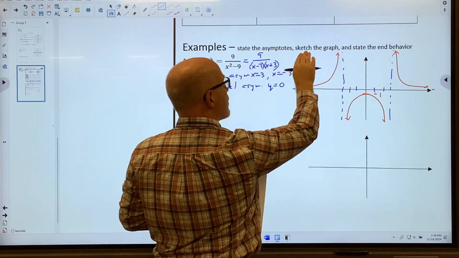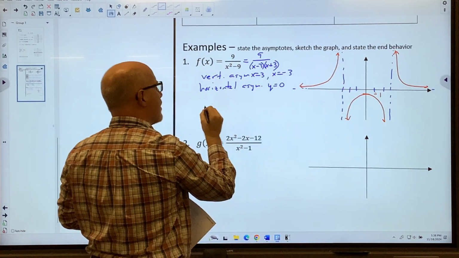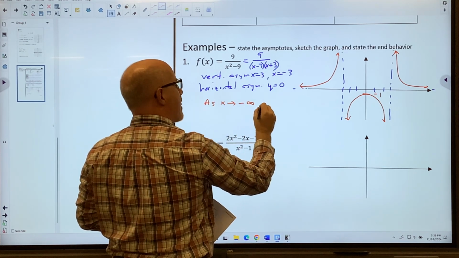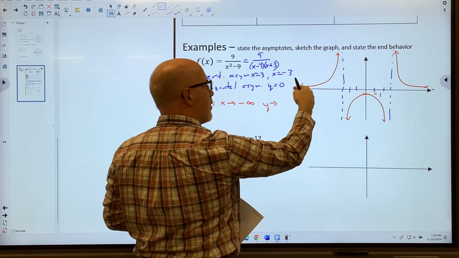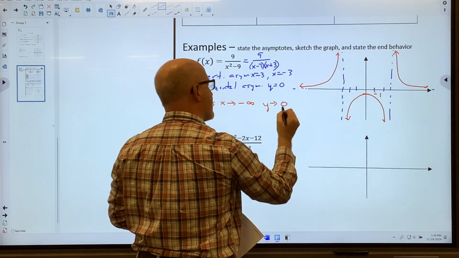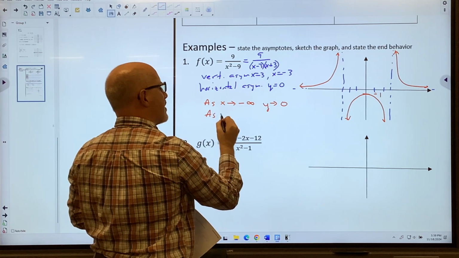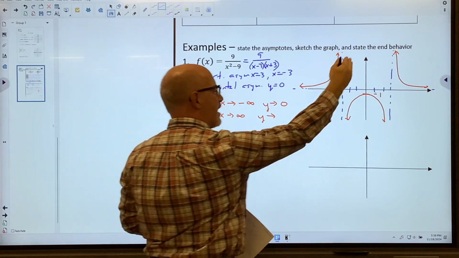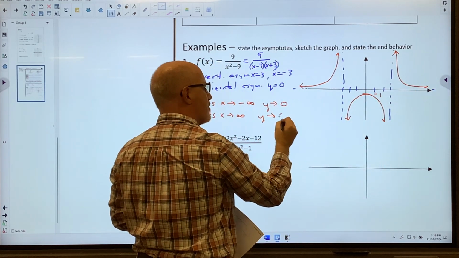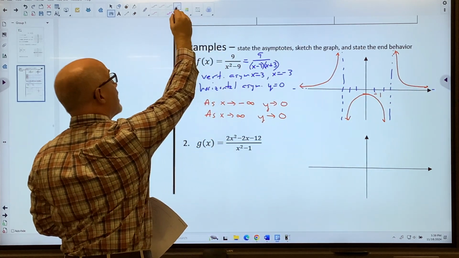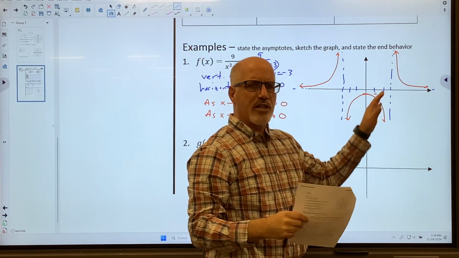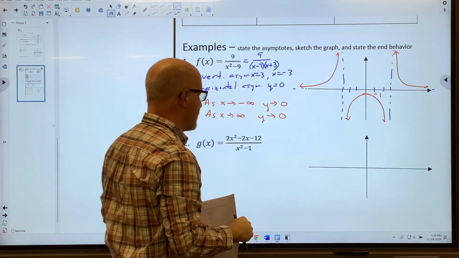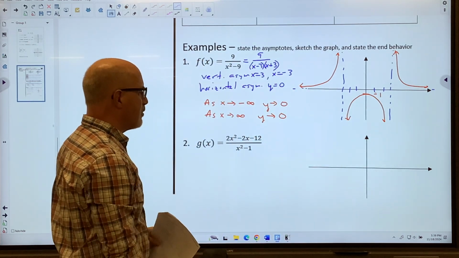Now we've got asymptotes, sketch the graph. Let's state the end behavior. Notice as x goes to negative infinity, the y is going to go to 0. It's getting close to the x-axis. And as x goes to positive infinity, the y is still going to get close to that axis and get close to 0. So that's our end behavior. Notice that this middle section here doesn't affect end behavior at all because it's what's happening as we go to the infinities.